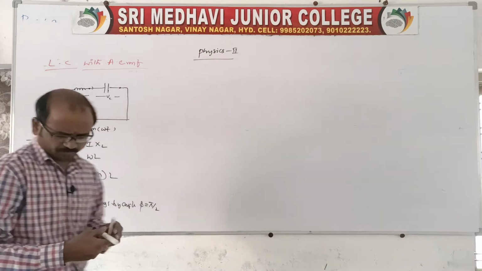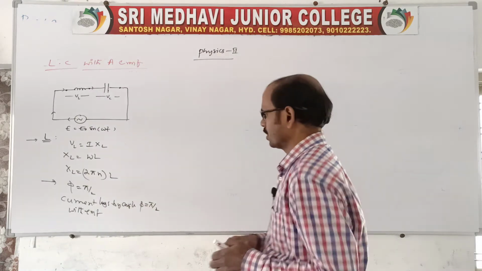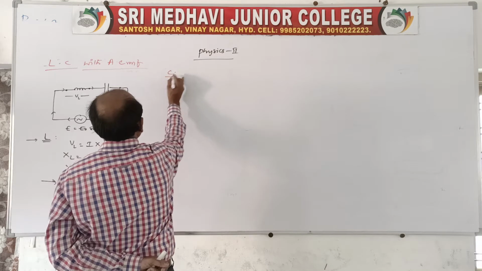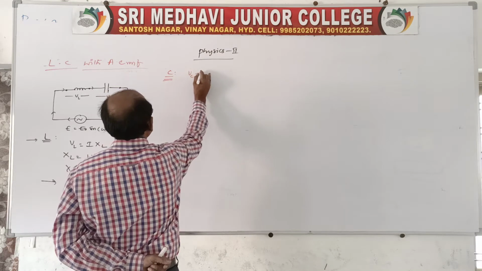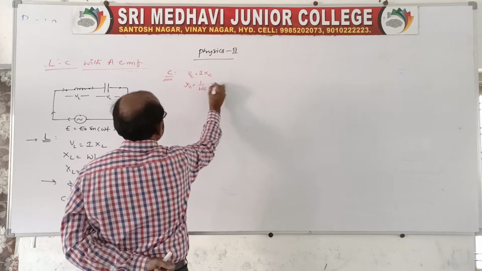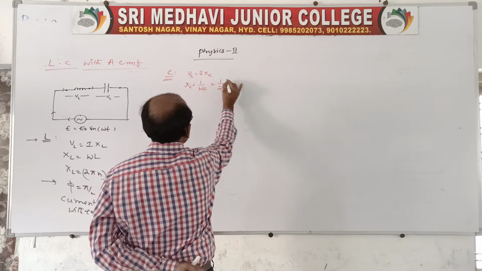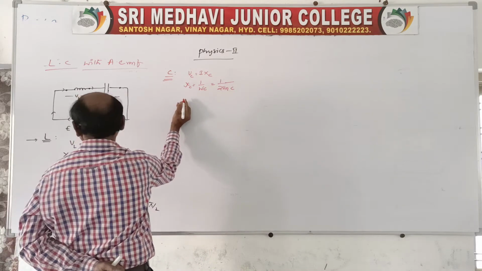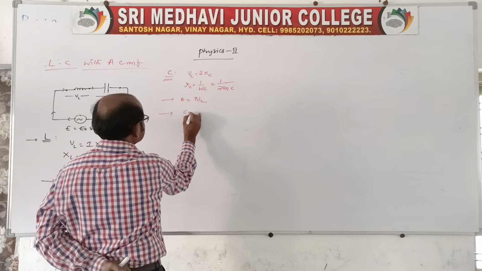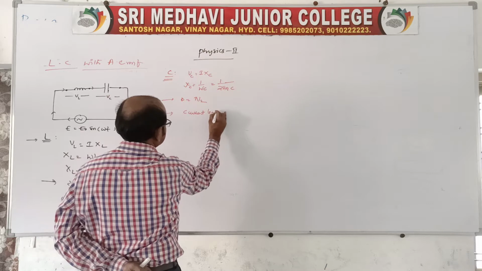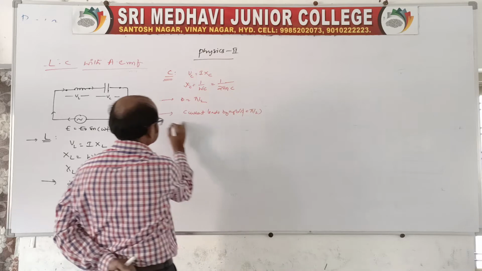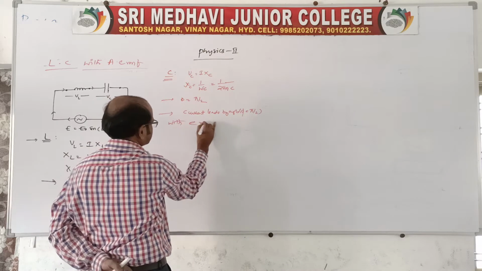So this is related to the inductive circuit. What about the capacitive circuit? Take C. For this, VC is equal to I into XC, then XC is equal to 1 by omega C, that is 1 by 2 pi n into C. Now come to the point: the phase angle is again pi by 2, and the current leads the EMF by an angle of pi by 2.